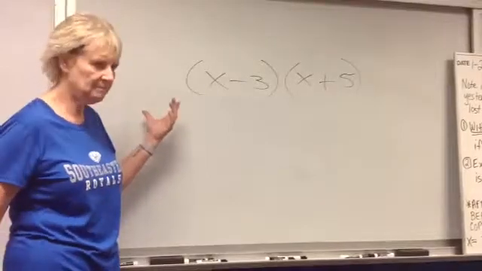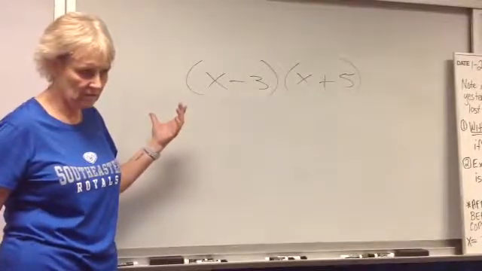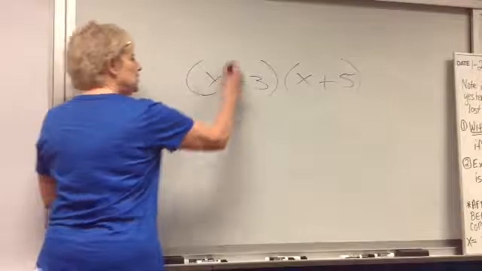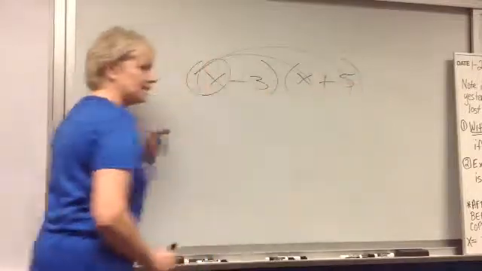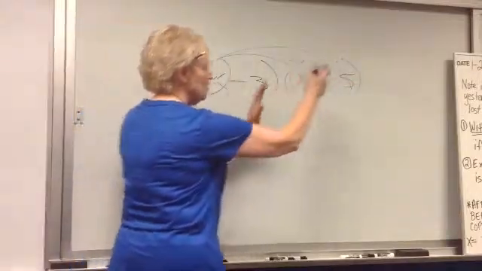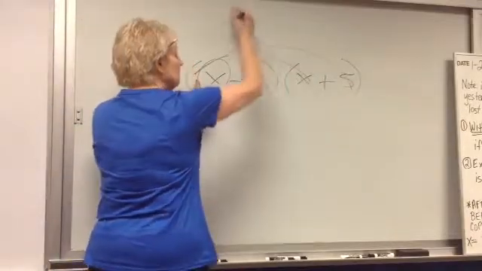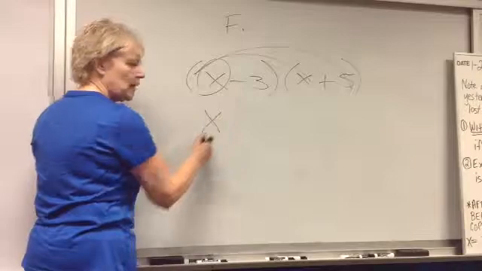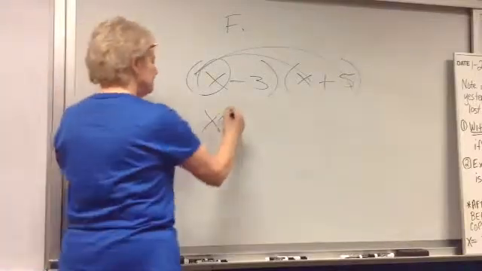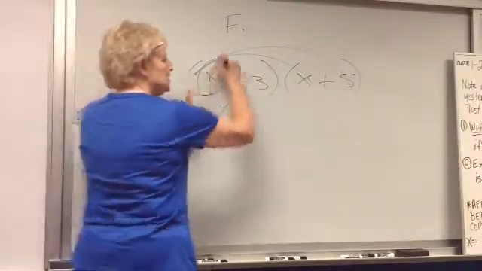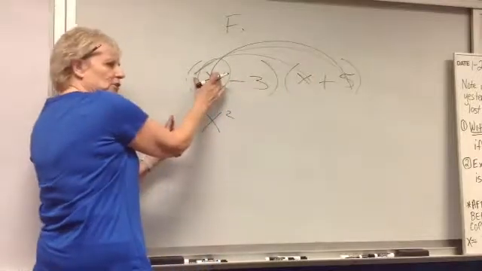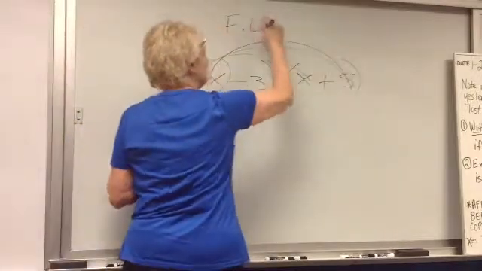Go ahead and multiply it, and distribute the x. Plus 5. You're going to use the distributive property twice. This is a binomial. This is a binomial. First term times the first term. X what? Squared. Then you take the outer term times the outer term.